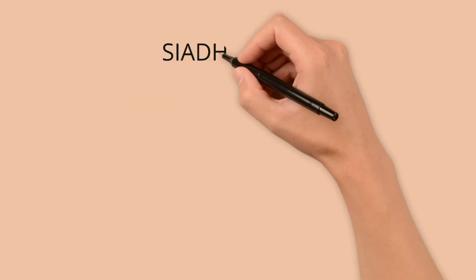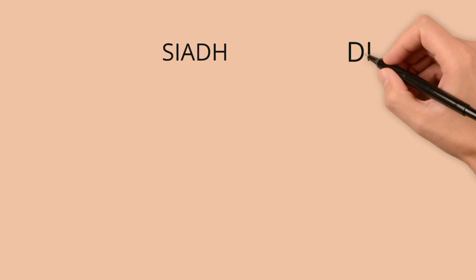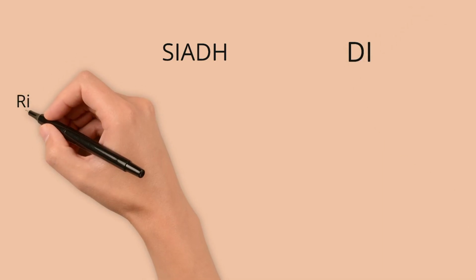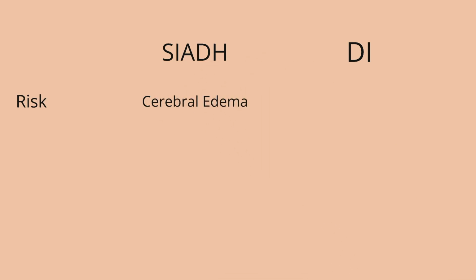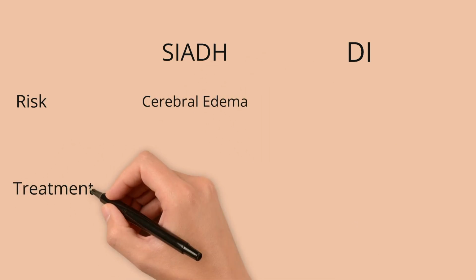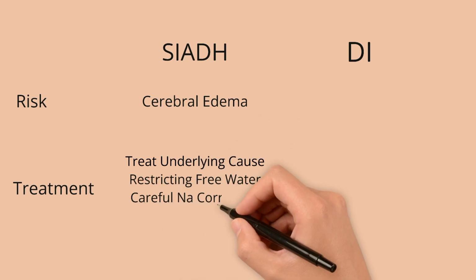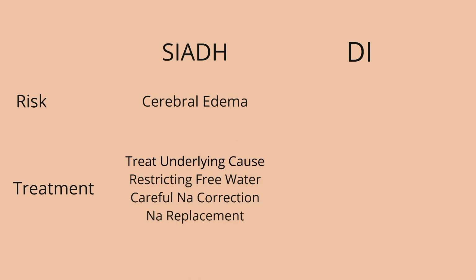So what's the risk of having these diseases? With SIADH, we can have cerebral edema, or brain swelling. Some of the treatments: we always have to treat the underlying cause. What's causing the problem? Some other alternatives are restricting free water, because again, they're very dilute. Careful sodium correction. Sodium is one of those electrolytes that can't be corrected too quickly. We can cause demyelination of the myelin sheaths. So sodium correction has to be carefully done over time. And then of course, sodium replacement.